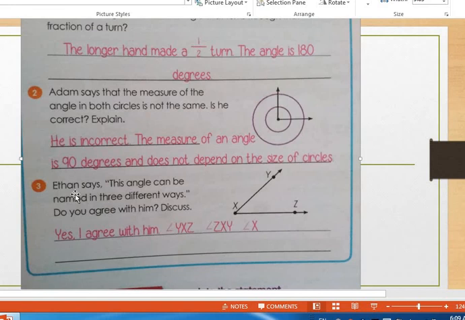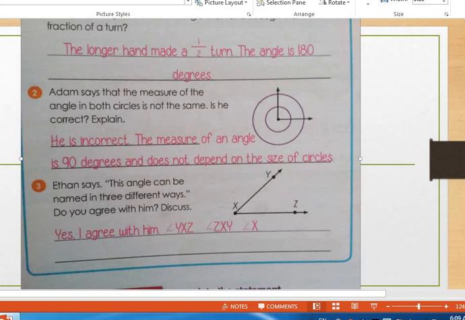Ethan says this angle can be named in 3 different ways. Do you agree? Of course, right, Ethan. We can write it as x alone, and then yxz or zxy. Again, yxz, zxy, or just measure of angle x, like this.